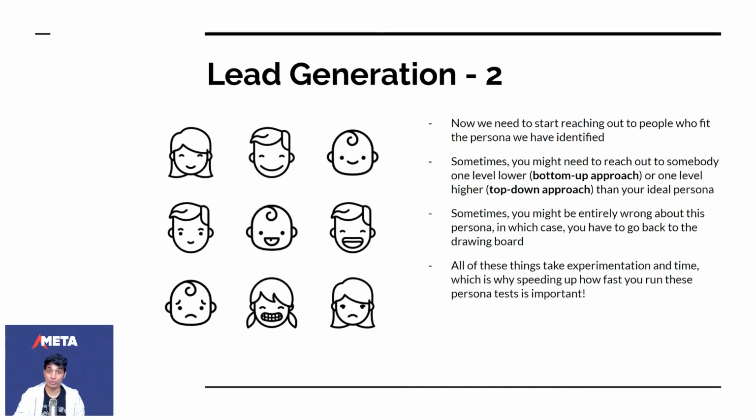So you need to go through, hey, I'm not interested, many, many times for many, many years before you know who the right person to reach out to is. And that's what separates the best from the rest. All of these things take experimentation and time, which is why speeding up how fast you run these persona tests is important.